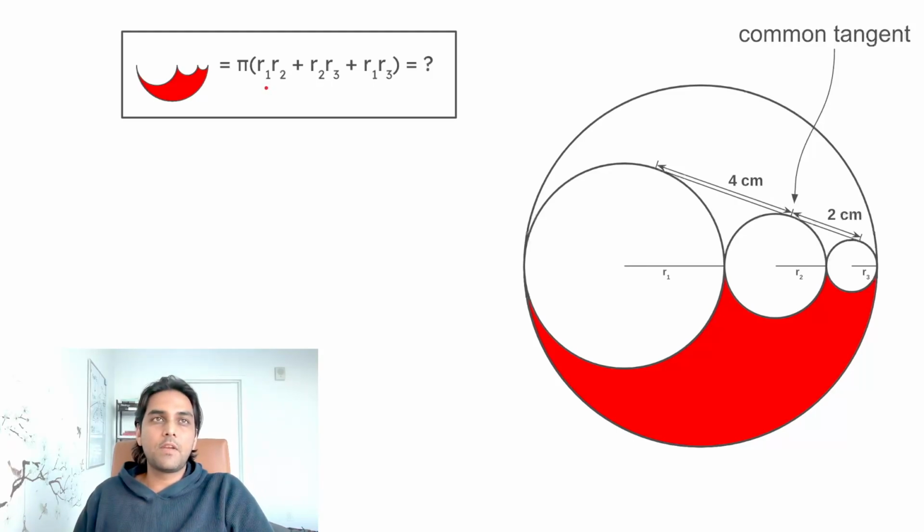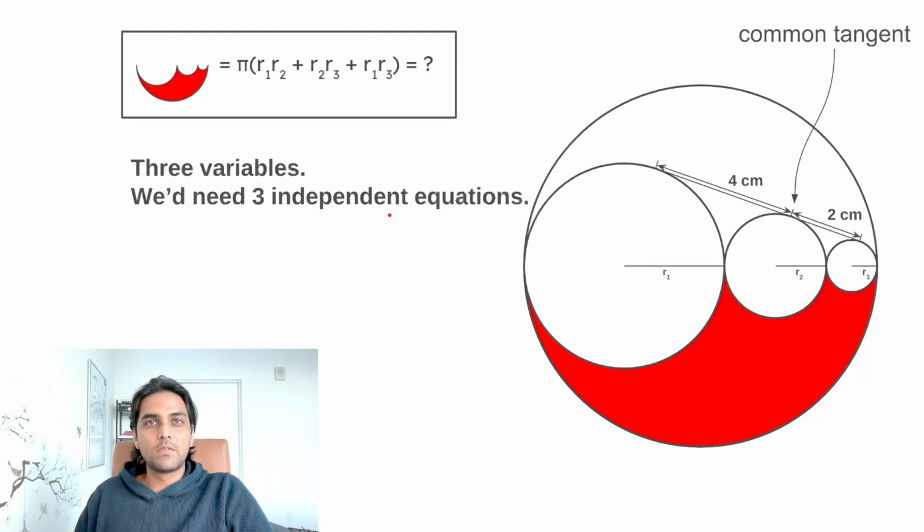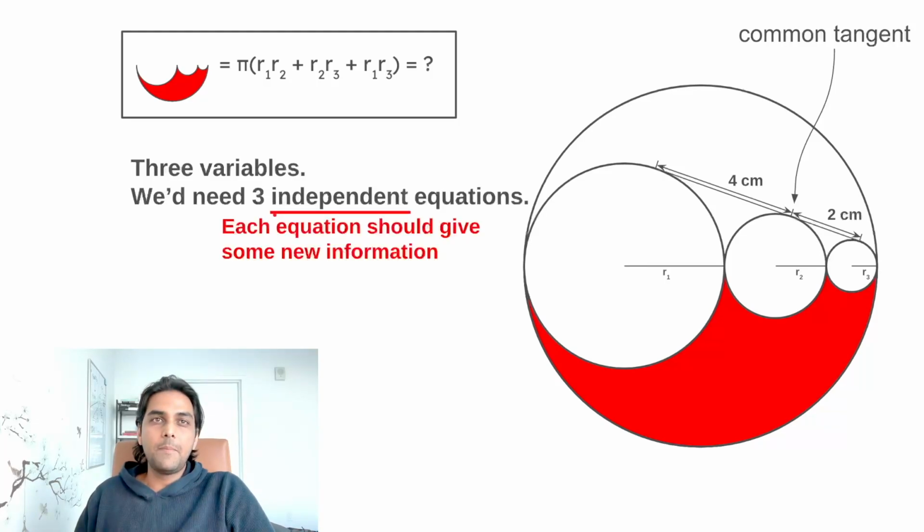Note that we have 3 variables here, r1, r2 and r3. So we need 3 independent equations to find their value. Independent basically means that each equation should give you some new information. This is very useful to keep in mind when solving any system of equations, because sometimes you end up with 2 equations which are telling you the same thing, and when you try to solve them, things get cancelled out from both sides and you end up with some kind of identity like 2 equals 2 or 0 equals 0.